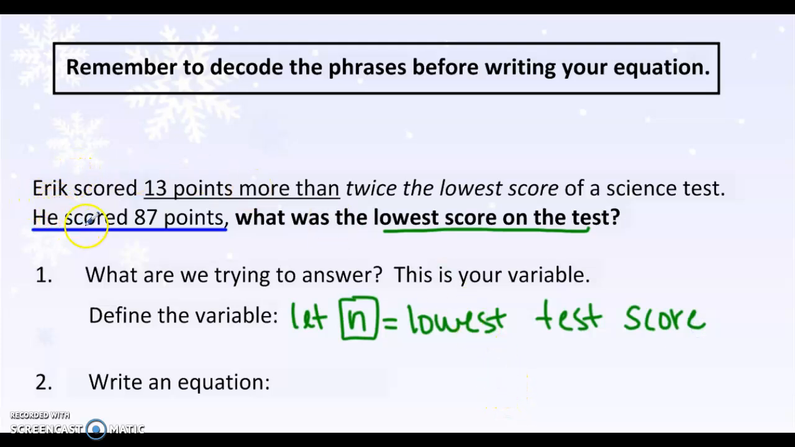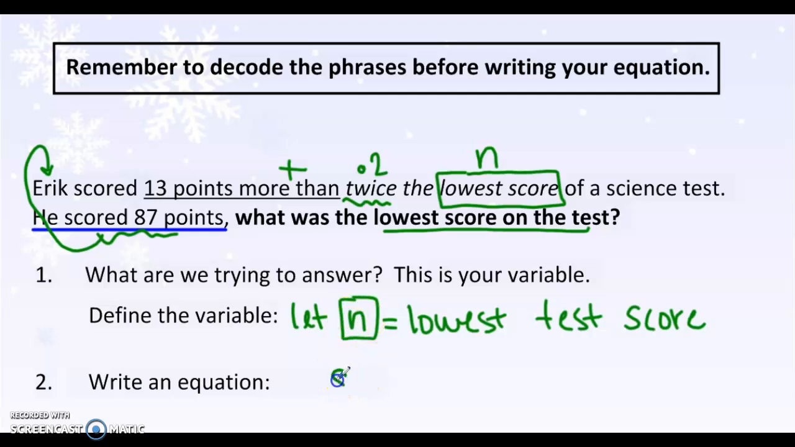So Eric himself, he scored 87 points. And this was 13 points more than. More than is one of those addition words. Then we've got twice, and of course twice means times 2. And the lowest score, we know what that is. Well, we really don't because that's our variable, but we can replace it with that variable. So to put everything all together, we've got 87 equals 13 more than twice the lowest score. And now that we've got our equation, we can go ahead and solve.